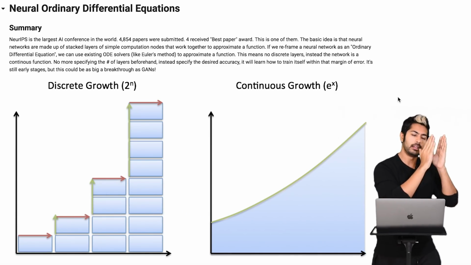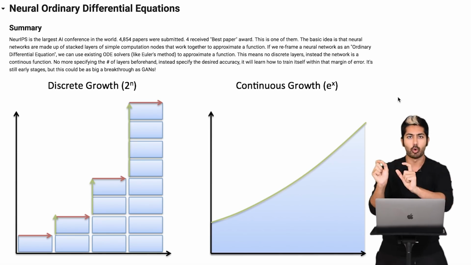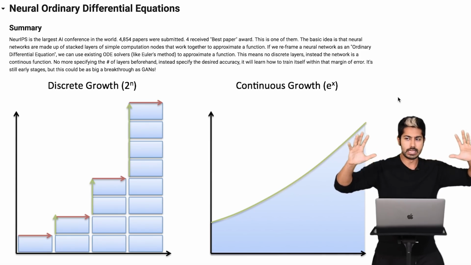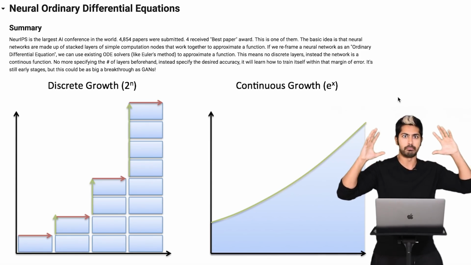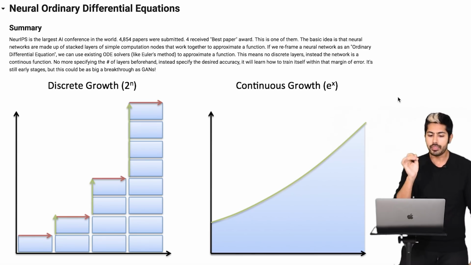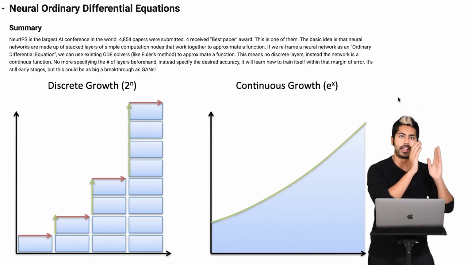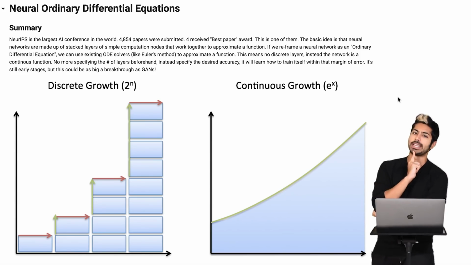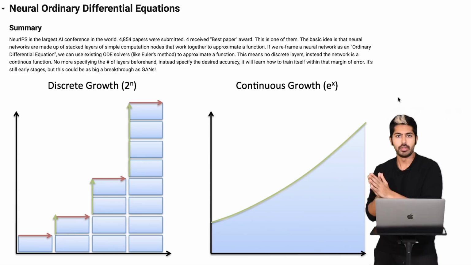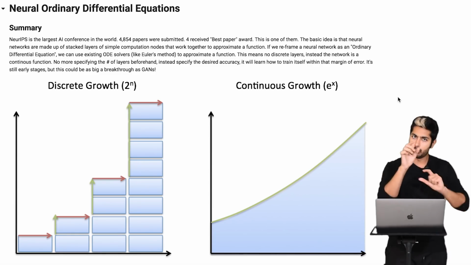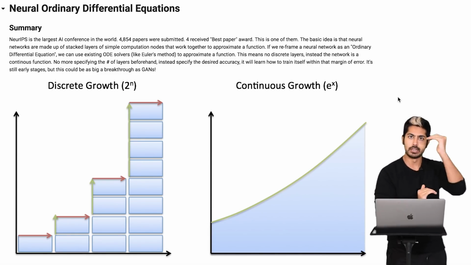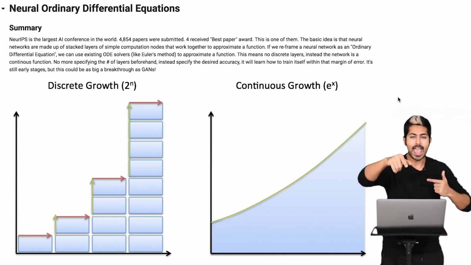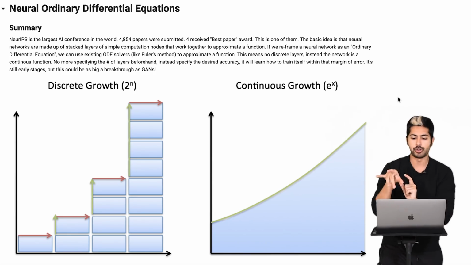That's what this paper does. It groups neural networks into this category of continuous functions. So instead of having single layers, we just have the entire network be one continuous block of computation. And what this means is no more specifying the number of layers beforehand. Normally you have to decide how many layers you want your neural network to have, right? And once you do that, then you can build the network. But with this idea, instead of specifying the number of layers beforehand, we specify the desired accuracy, and it will learn how to train itself within that margin of error.